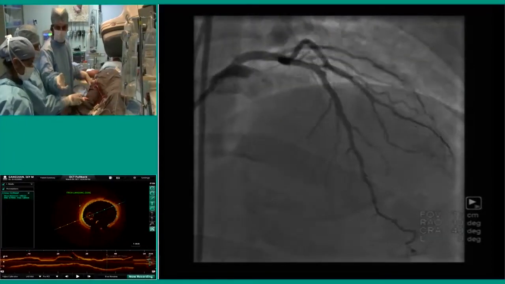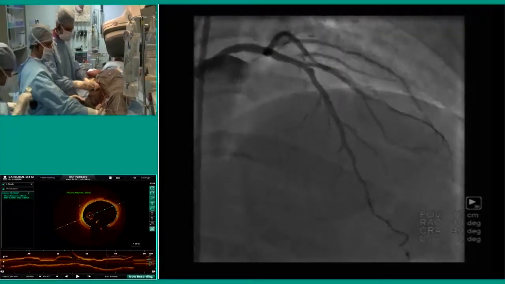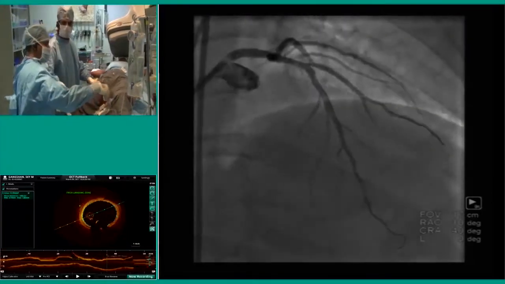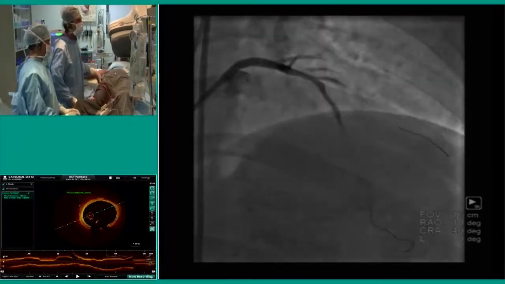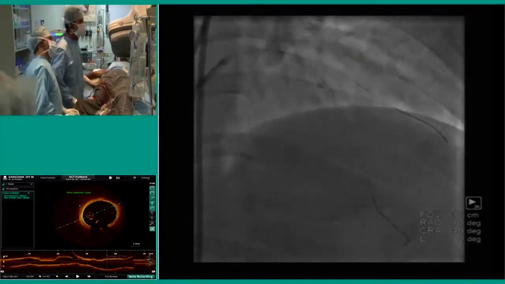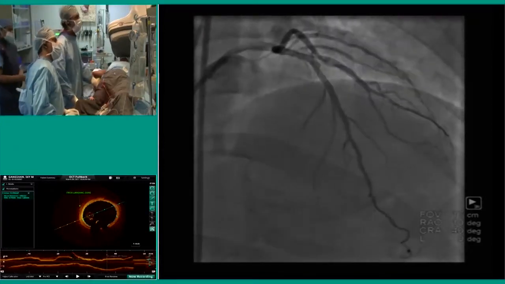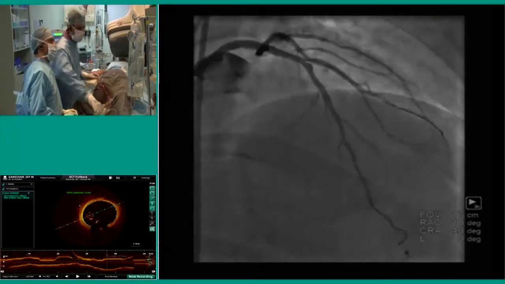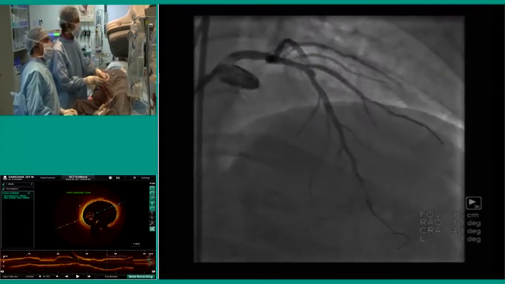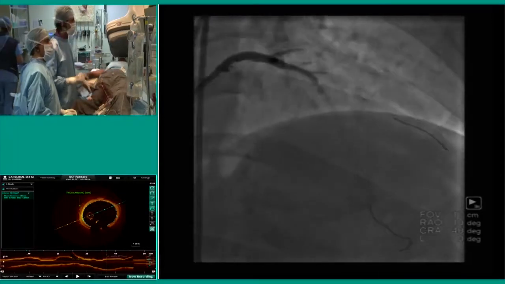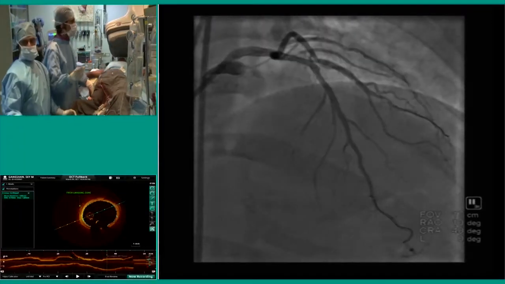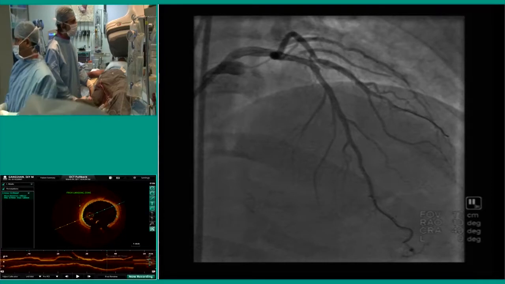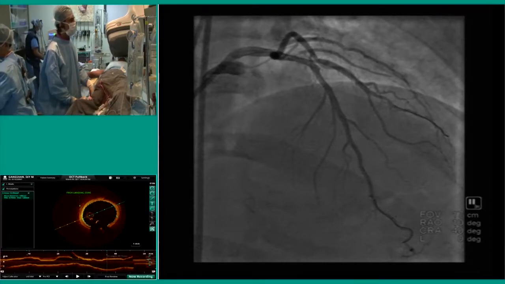Give me the 3.5 balloon. Would you crisscross the wire before doing the 3.5 POT? No, I would do the POT. This POT will help to rewire if required. Also, it would help make sure that when we wire the LAD again, the wire doesn't enter between the stent struts and the vessel. So one of the main purposes of POT is to avoid malapposition proximally.